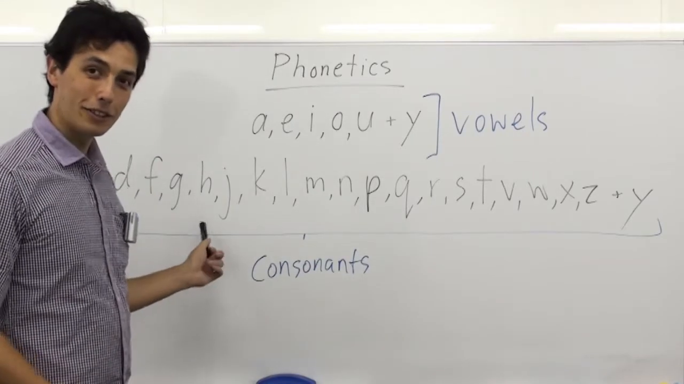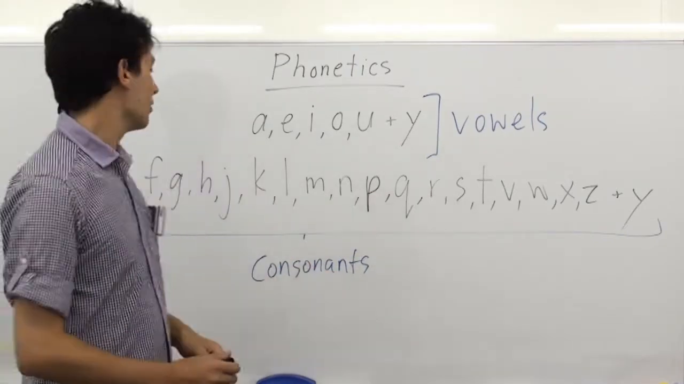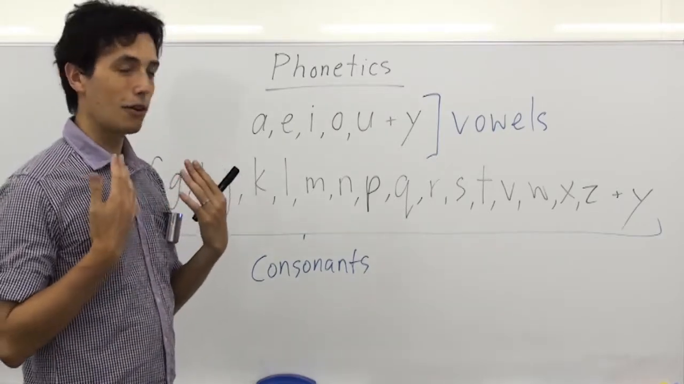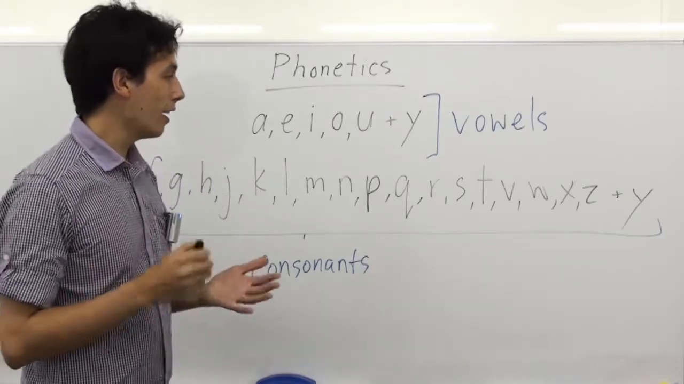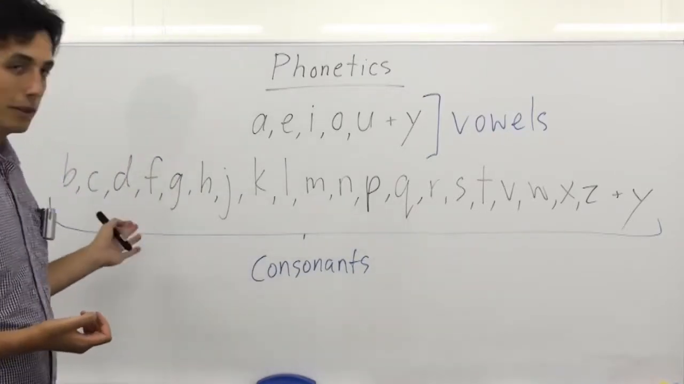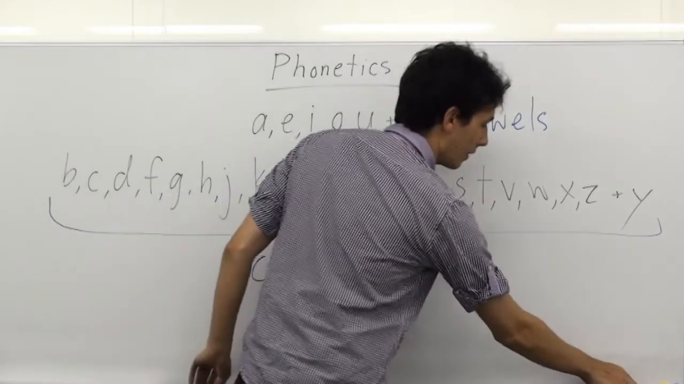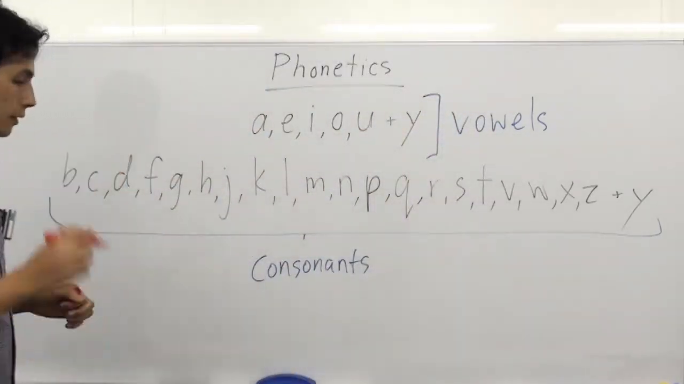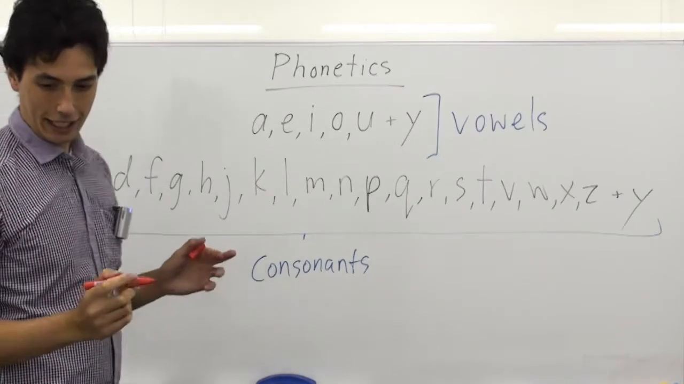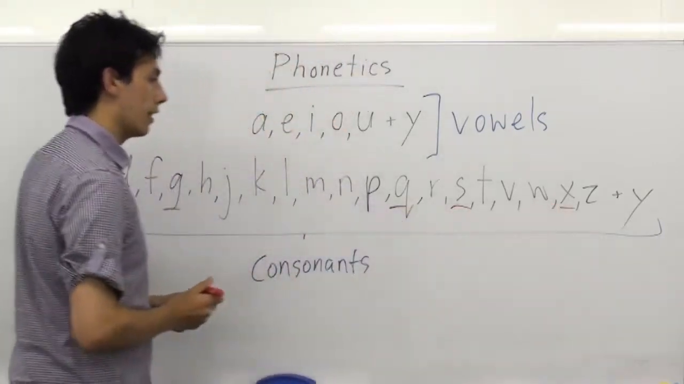Here we have the consonants from B to Z with Y again. And these kind of stop or inhibit the flow of air from your throat. So the majority of these only have one sound. Some of them have two sounds, and I'll show you which ones now. So the ones which have two sounds are C, G, Q, S, and X.